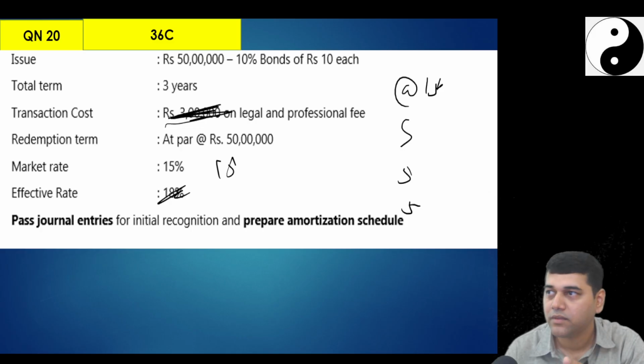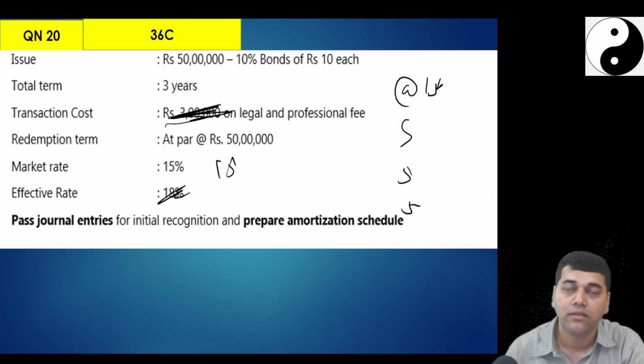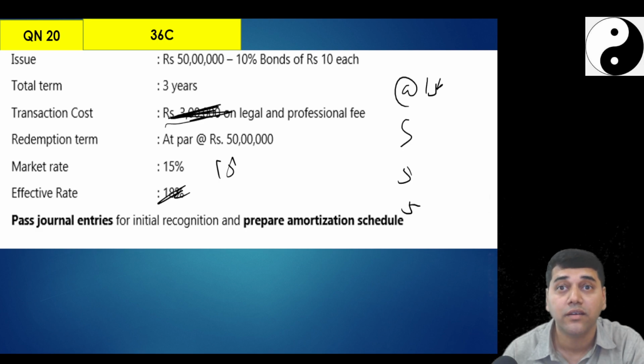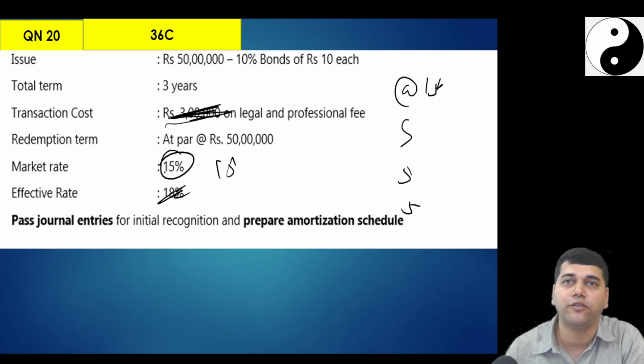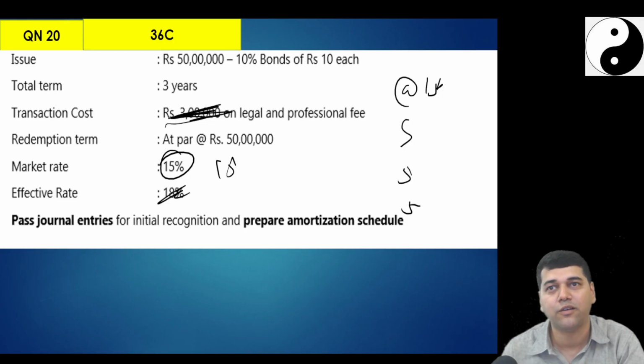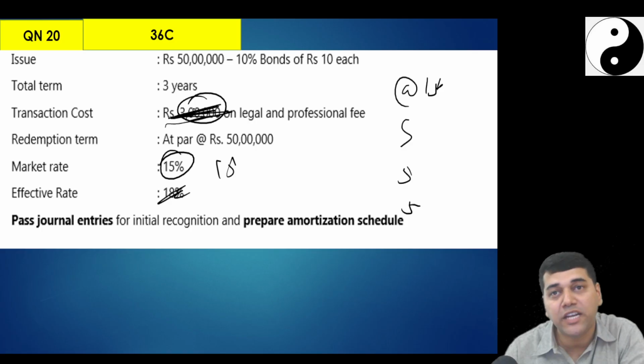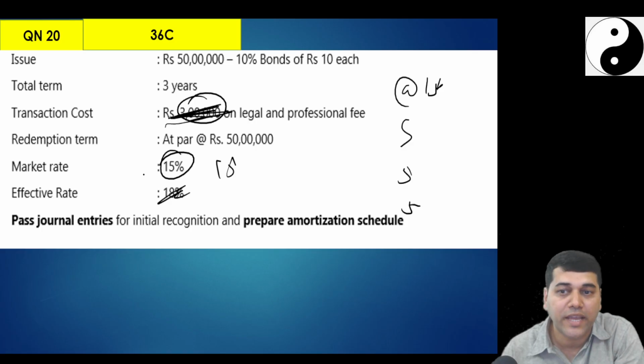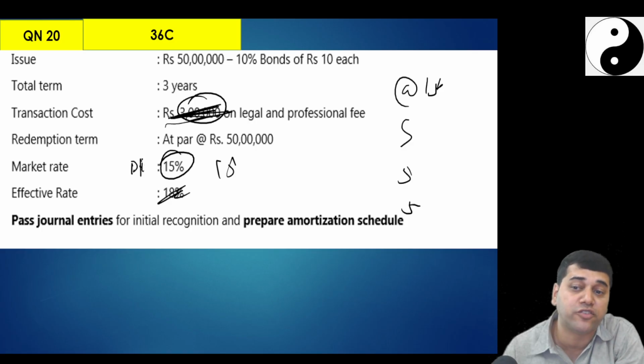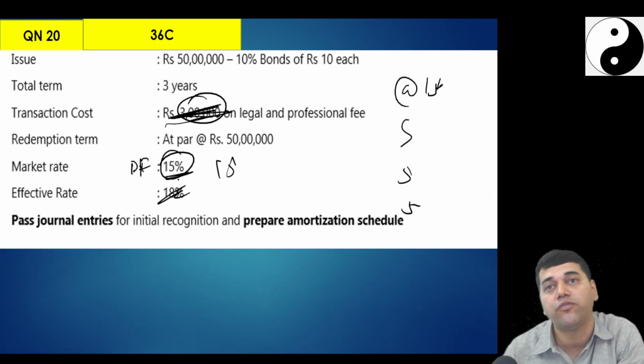Understood, no? Sorry? If transaction cost wouldn't be there, then only market rate, no? Then this is a financial asset replica, no? Life would have been very simple, no? Because transaction cost has to be spread over the next 3 years. That's why you cannot use this market rate, which you have used as a discount factor. You cannot use it anymore for the amortization schedule.